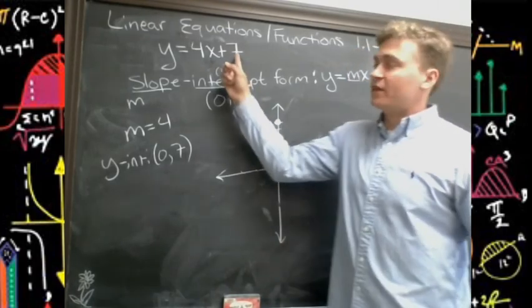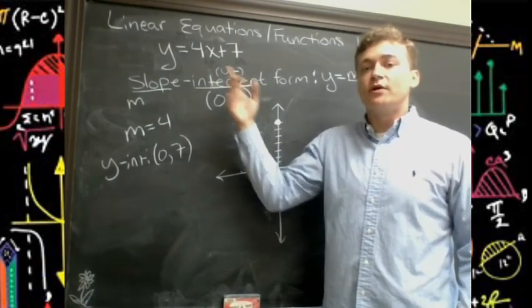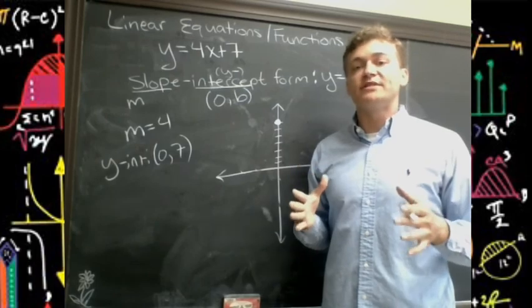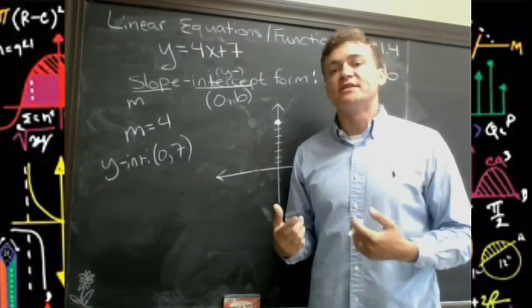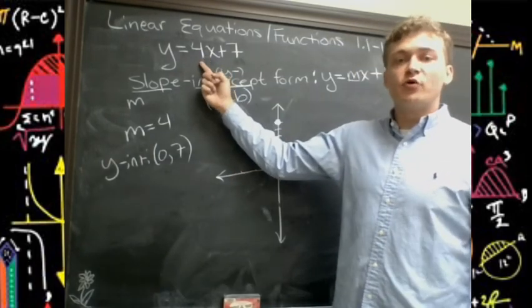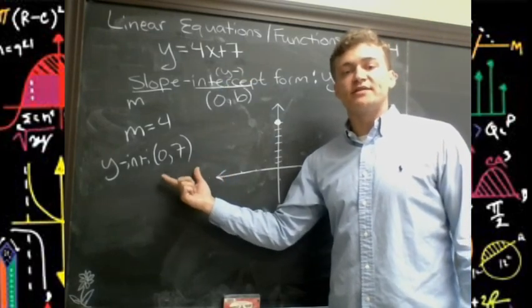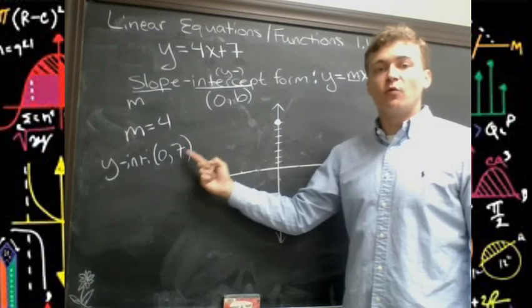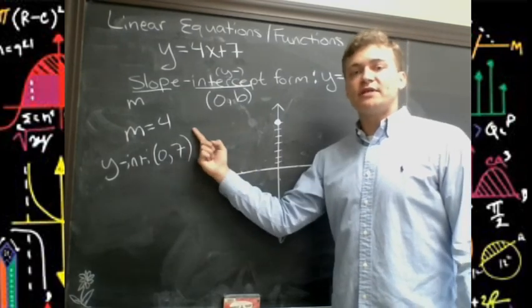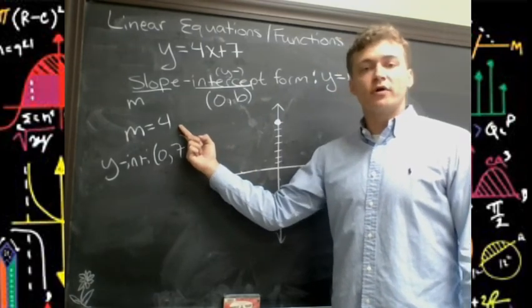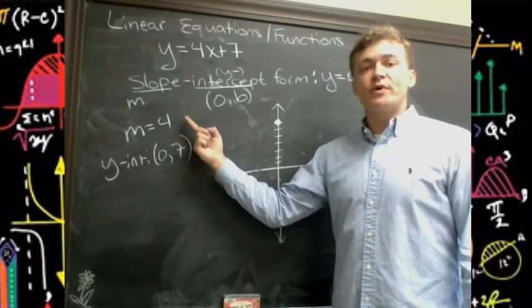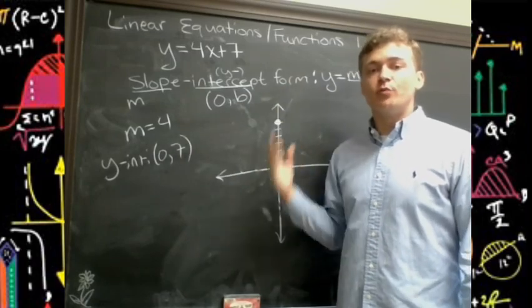So again, this was given to us. We were told this. Now we had to infer a little bit. We had to understand how the setup is giving us this information. 4 is the slope. 7 is the y-coordinate of our y-intercept. So we plot the y-intercept, and now using the slope here, the 4, we can use this slope here to tell us additional points.